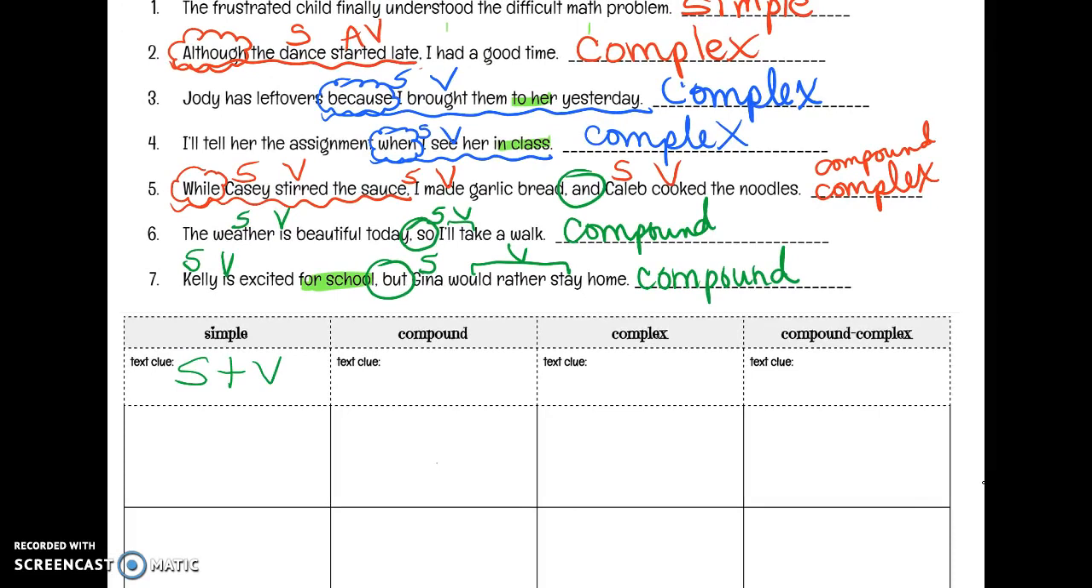And if you need to watch it again, you always can go back and watch the screencast. If you don't finish this, this is your homework. And if you do finish it, turn it in, and then you can go work on your 7 Wonders research.